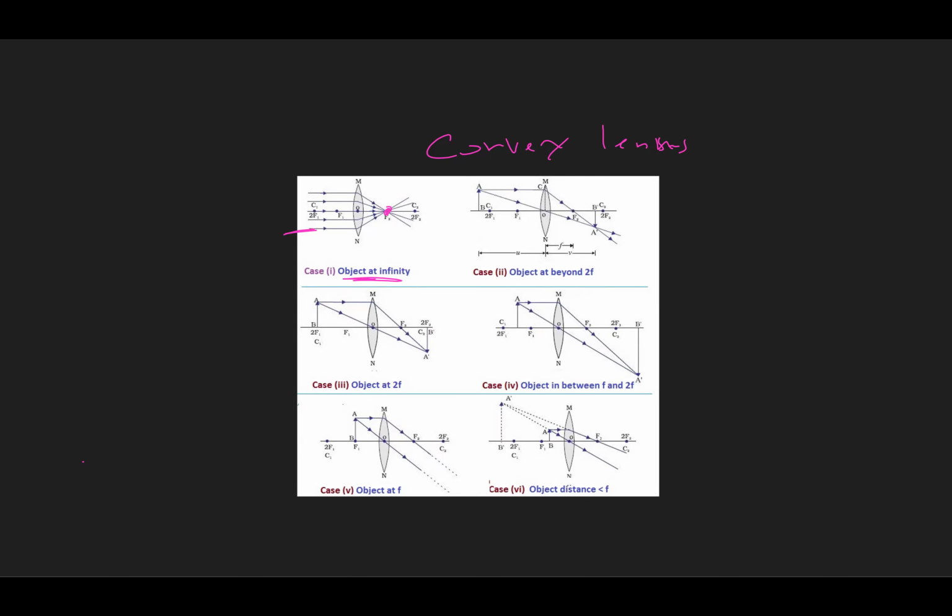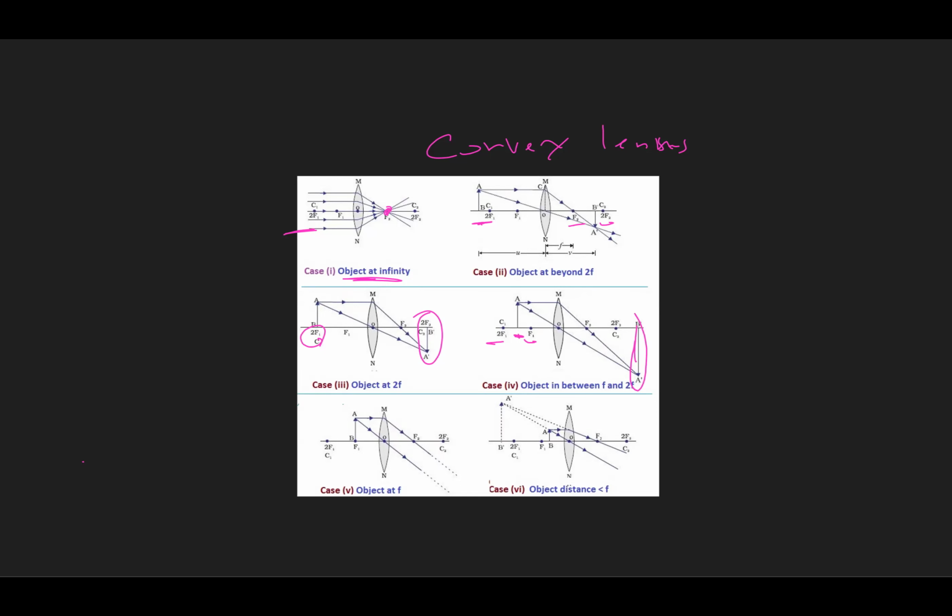So here now, as you see, at infinity, the image is at F. If the object is beyond 2F, you're going to see the image between 2F and F. And if the object is at 2F, the image will be at 2F. And when the object is between F and 2F, you're going to see the image beyond 2F. So the same cases of the concave mirror, you apply them for the convex lens.